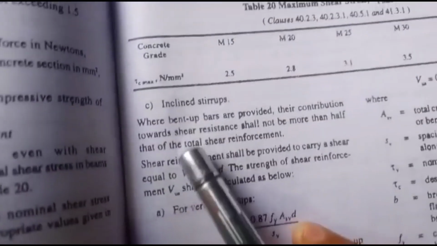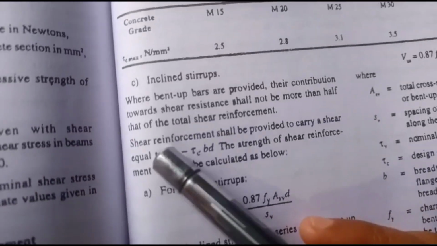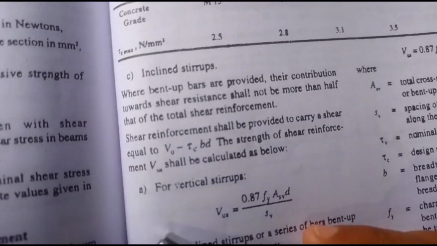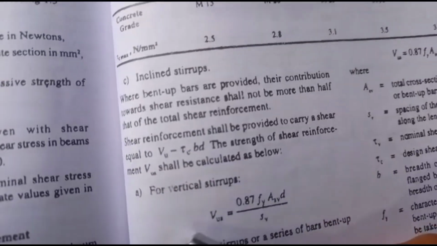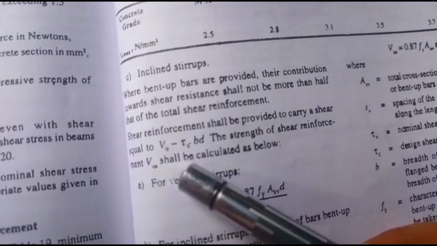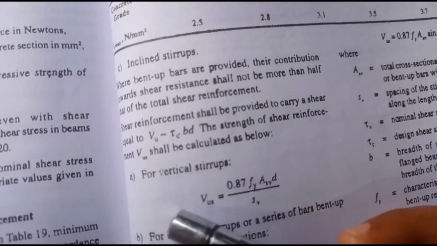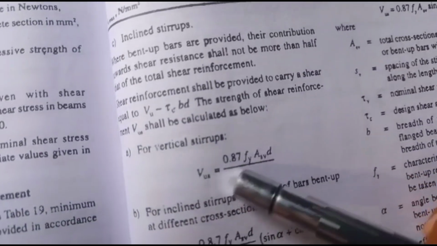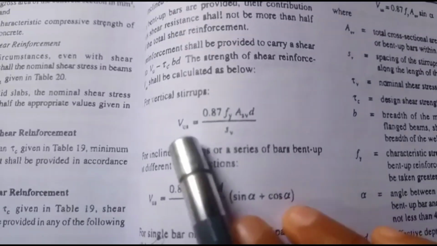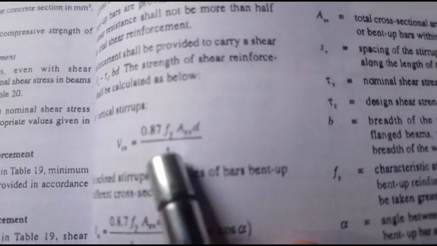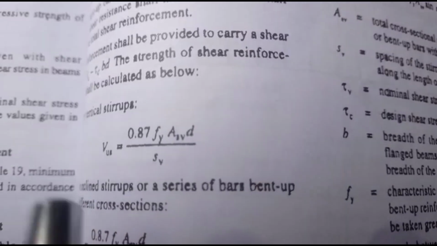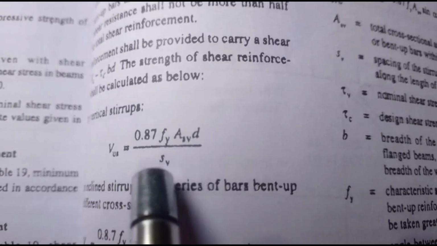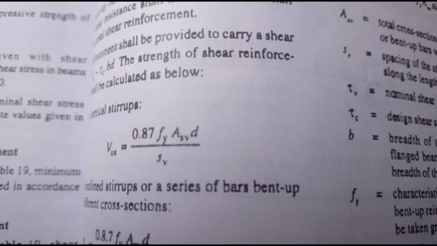Next, here what they have given: shear reinforcement shall be provided to carry a shear equal to Vus is equal to V minus tau C into B D. The strength of shear reinforcement Vus shall be calculated as below. For calculation of Vus by using this formula, that is for vertical stirrups, we use the formula Vus is equal to 0.87 Fy ASV D divided by SV. By using this formula, we will calculate for the vertical stirrups.